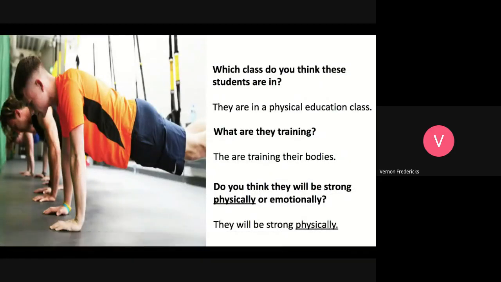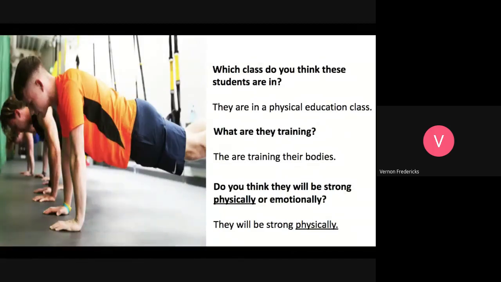Okay, the word is physically. Let's have a look at the picture. What are these students doing? They're exercising. They are training their bodies.